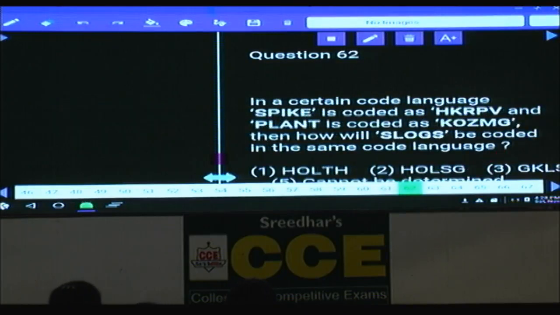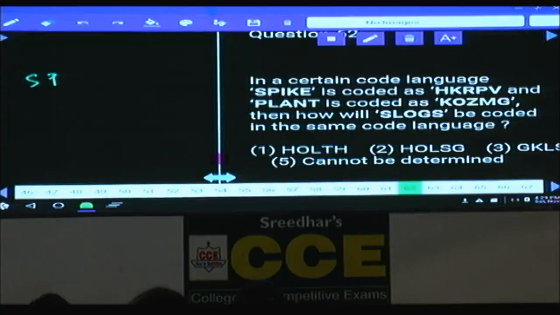Then question number 62. In a certain code language, spike is coded as, now sir, S and H, I and R, E and V. E and V is the key term here. E and V means they are opposite to each other. What do you mean by this opposite? AZ, BY, CX, DW, all these letters are called opposite pairs. Now in this one, how will slogs be coded?